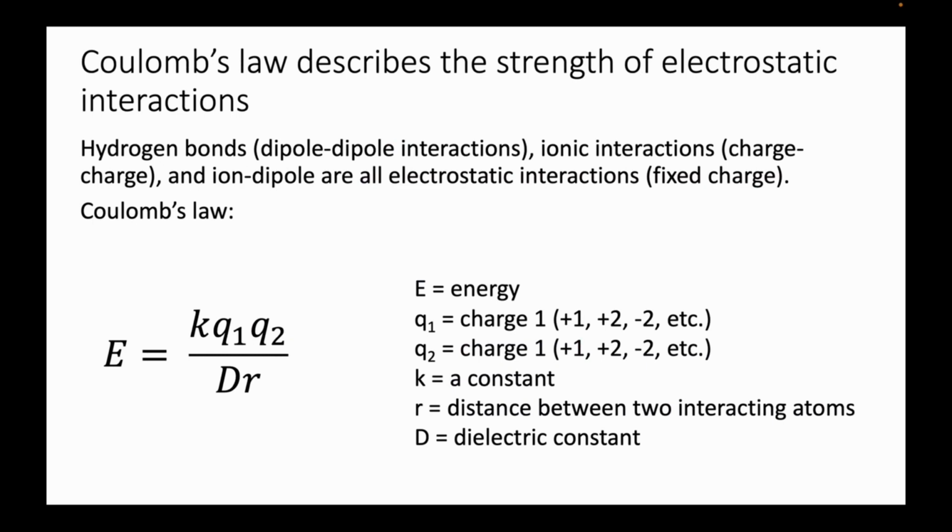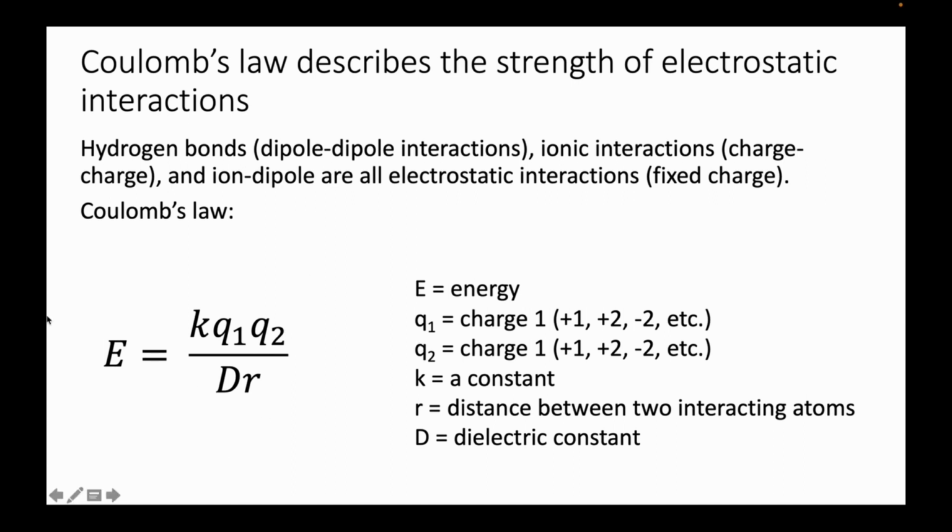We can describe the strength of these interactions mathematically. If you think back to physics, you might recall Coulomb's law, which describes the strength of electrostatic interactions. What do I mean when I say electrostatic? If we break this word down, electrostatic is sort of like a fixed charge interaction. Under that umbrella, I'm counting hydrogen bonds, another word for which is dipole-dipole interactions. I'm counting ionic interactions, also called charge-charge interactions or salt bridges. And I'm counting ion-dipole interactions, for example, between water and salt.